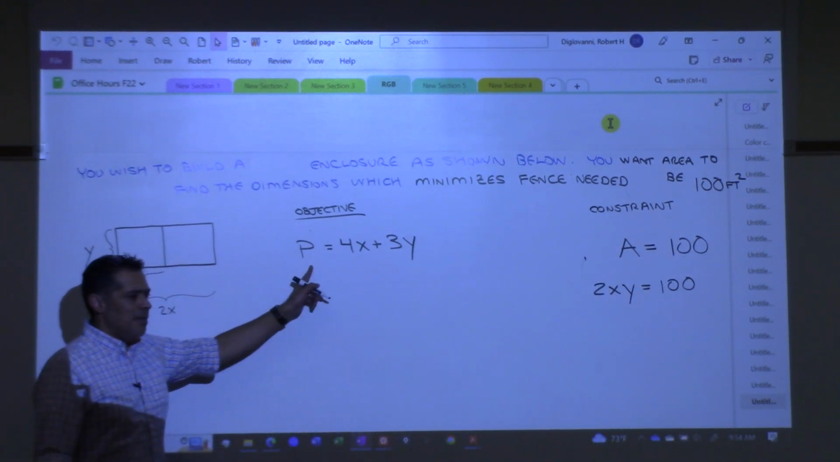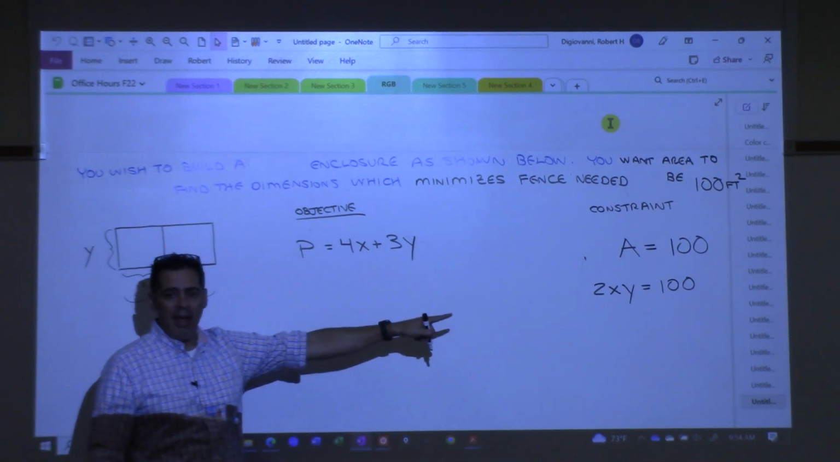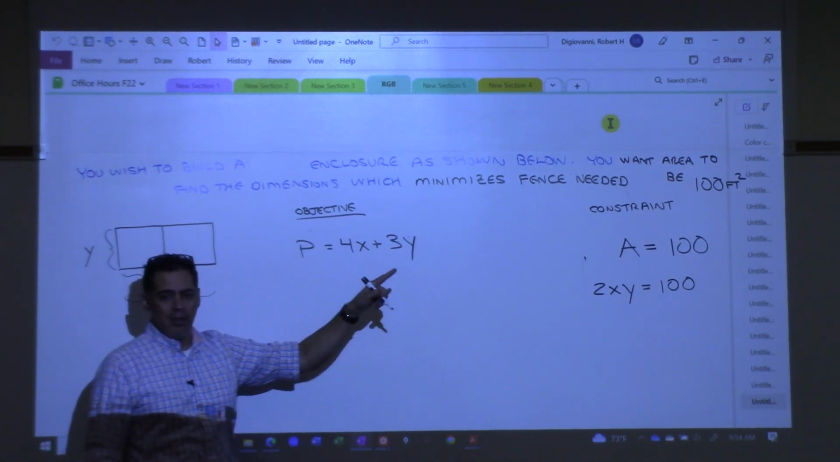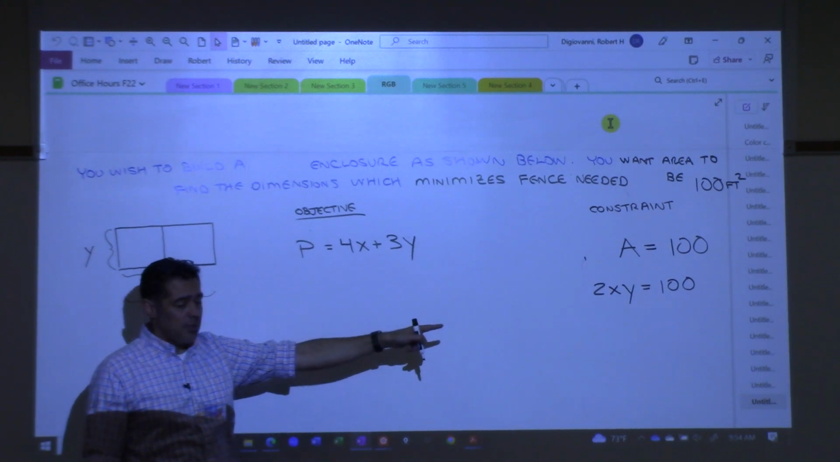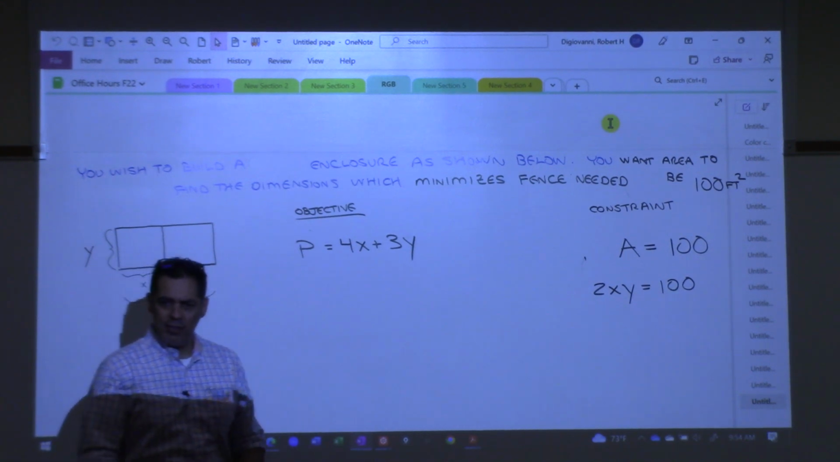Yeah, we need this to be a function of a single variable. Right now my perimeter depends on 2 different variables, but over there I have an equation with 2 different variables. So I'm going to take that one and solve for y. Could I solve for x? Yes, but I think the standard is solve for y.